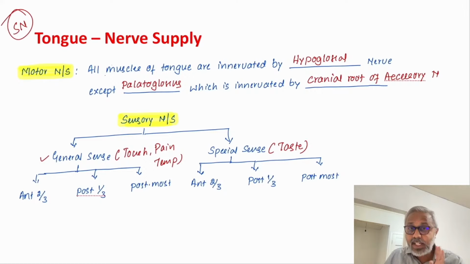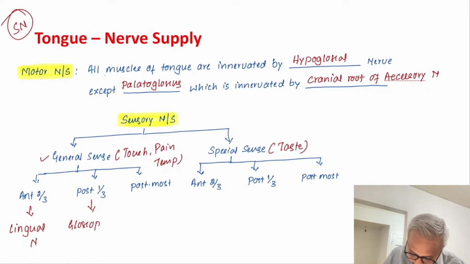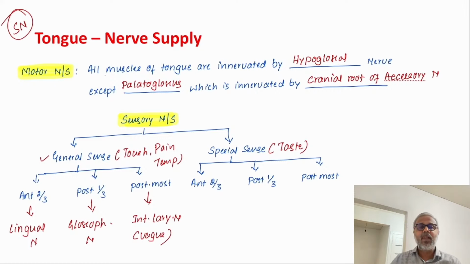From the anterior two-thirds of the tongue, the general sensation is carried by a nerve called the lingual nerve, right? Whereas from the posterior one-third, it is the glossopharyngeal nerve, and from the posterior most part, it is the internal laryngeal nerve. Remember, this is a branch of the vagus nerve. So touch, pain and temperature from the anterior two-thirds of the tongue is carried by the lingual nerve, posterior one-third by the glossopharyngeal nerve, and posterior most part by the internal laryngeal branch of vagus.